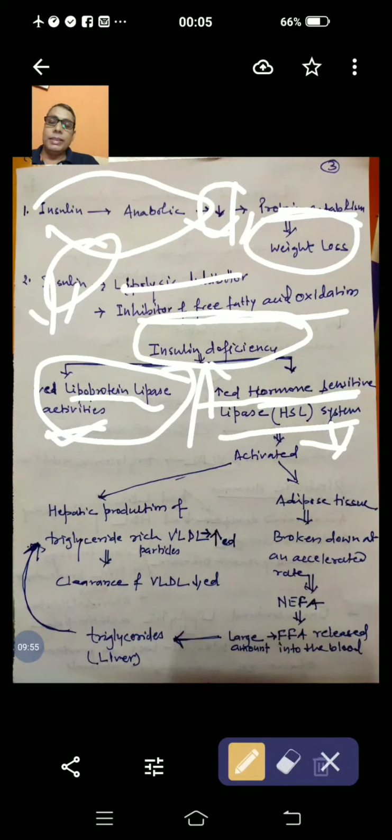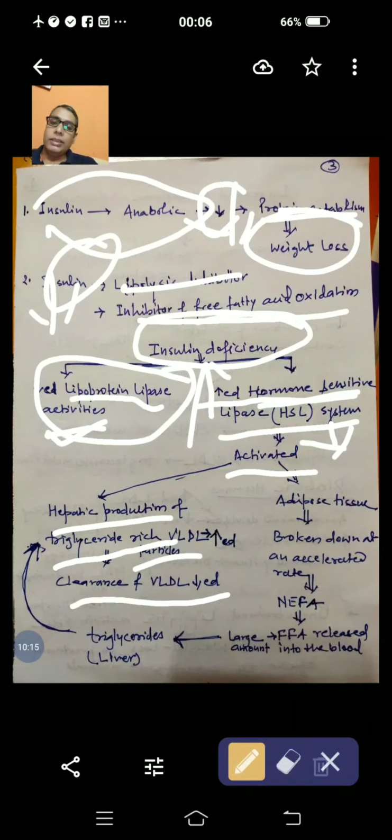And this activation of HSL is associated with hepatic production of triglyceride rich very low density lipoproteins, that is the VLDL particles, and the clearance of these VLDL particles from the liver is diminished, and in that condition there will be accumulation or retention of VLDL in the liver.